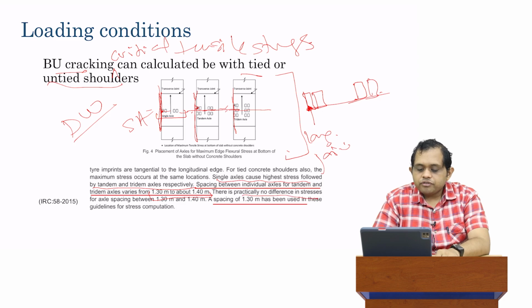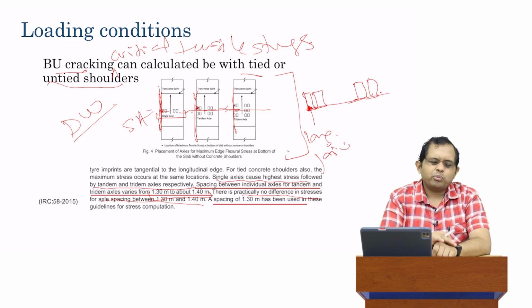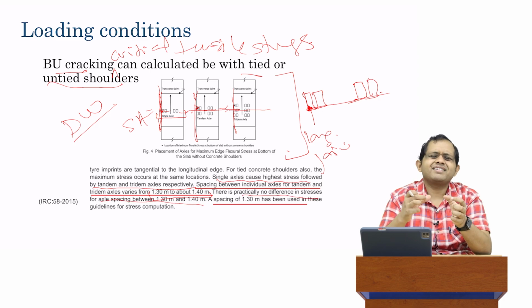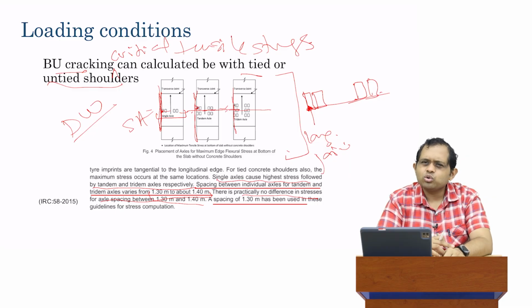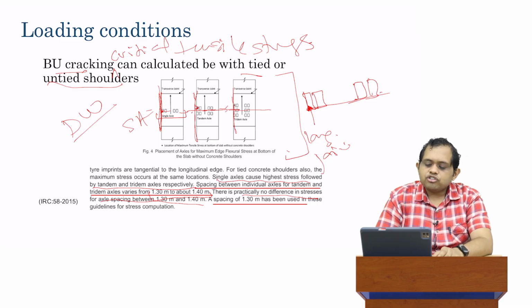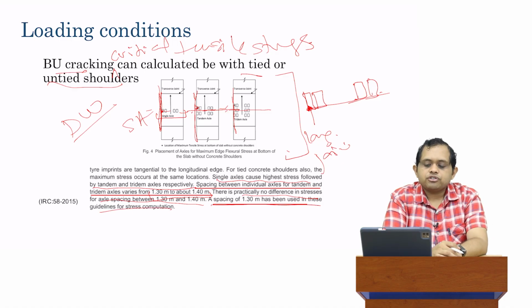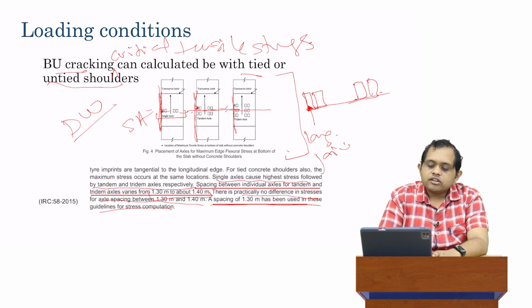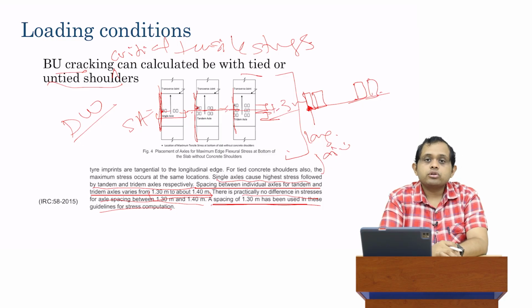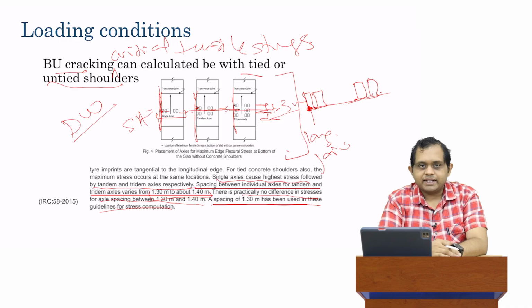There's practically no difference in stresses for axle spacing between 1.3 and 1.4. It's a relatively small difference, so you don't get too much of a difference in the stresses. So in these guidelines, a spacing of 1.3 meters has been used for stress computations. That means it's assumed that the spacing between the axles for tandem axles as well as for tridem axles is 1.3 meters, although the upper limit is actually higher than that, but that's the assumption which has been made over here.